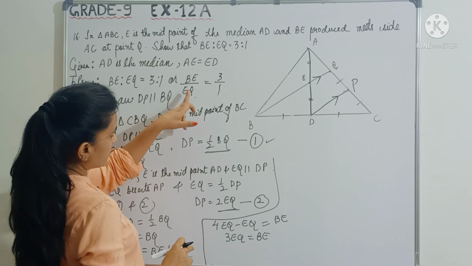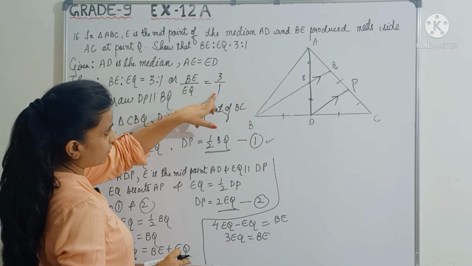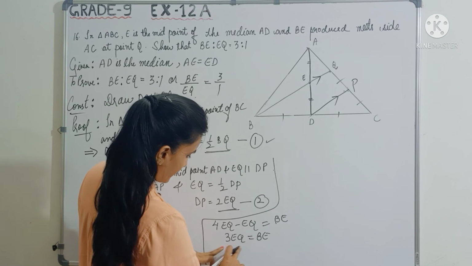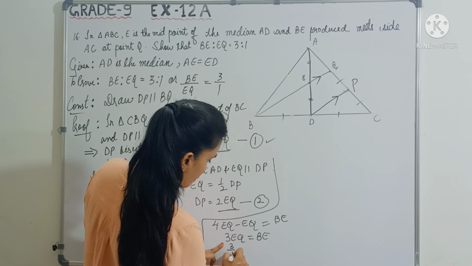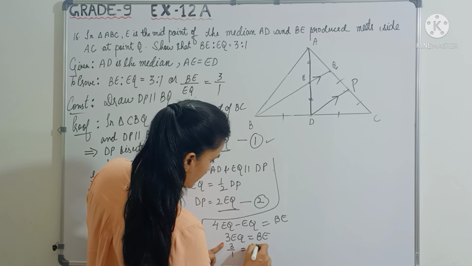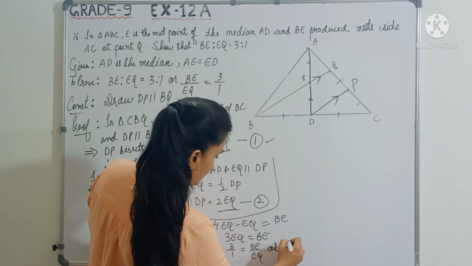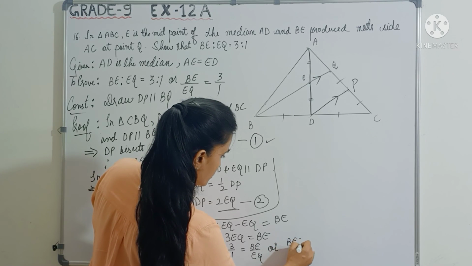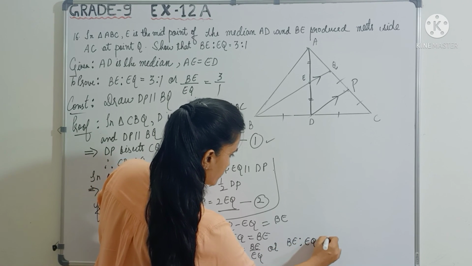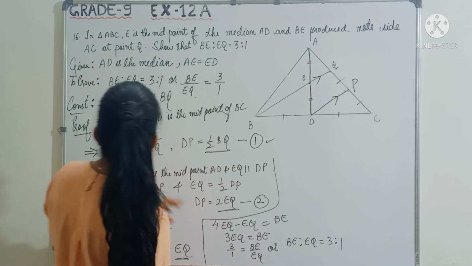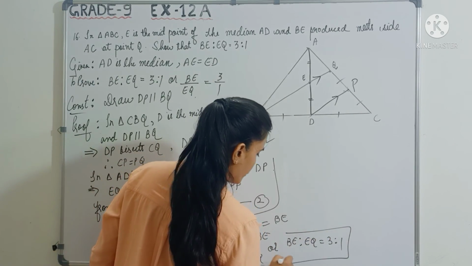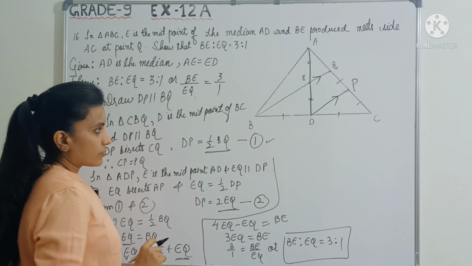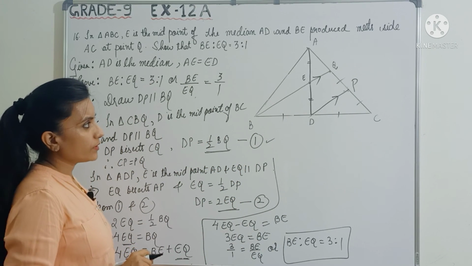Now this should be equal to 3 by 1. So shift EQ to the other side and you will get 3 by 1 is equal to BE by EQ. Or you can say that BE is to EQ is 3 is to 1. So BE is to EQ is 3 is to 1. So this is what we were supposed to prove, right? I hope it is clear to everyone, right?